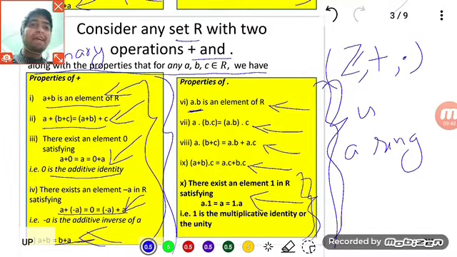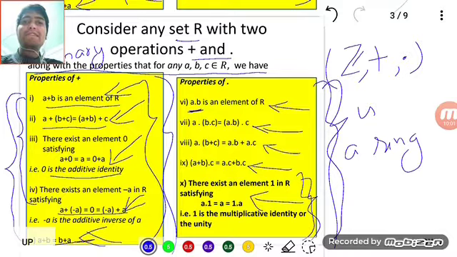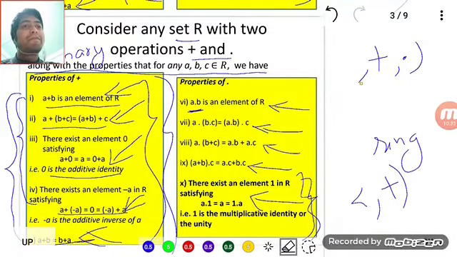So if you analyze the properties of plus and properties of dot, what can you say? These 5 properties, just take a look at these 4 properties first. Properties 1, 2, 3, and 4 say that R with respect to plus is a group. It is a group because all the 4 properties of a group are satisfied with respect to plus. If you combine it with the 5th property, you can say that R is an abelian group with respect to addition. So keep that in mind.